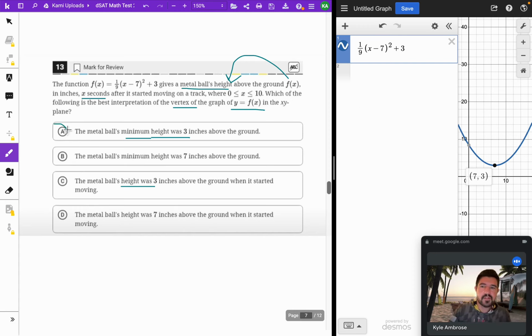So the height must have had a minimum height of 3, and the answer would be A. And just a little bit more, why is it not C? Well, the ball didn't start moving at this point. The ball started moving at 0 seconds, which would have been this point here. It must have started up high and come down low and then went back up. So C would be incorrect for that reason, and A would work.